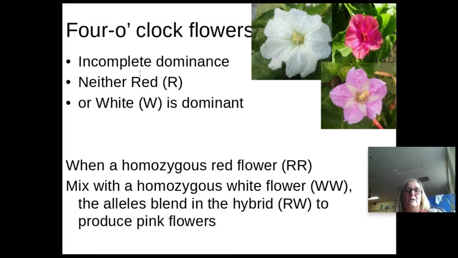Four o'clock flowers, incomplete dominance. Neither red nor white is dominant. So you have homozygous red, you mix it with homozygous white, and the alleles blend into the hybrid red-white to produce pink flowers. This is how you get all those pretty flowers in different colors at Lowe's, at Home Depot, at Walmart, at the garden shops in the summer.